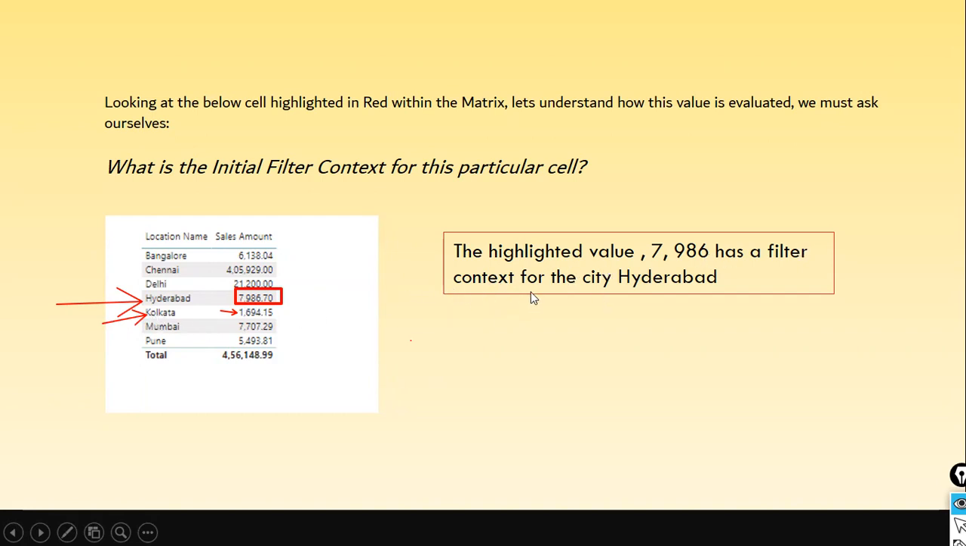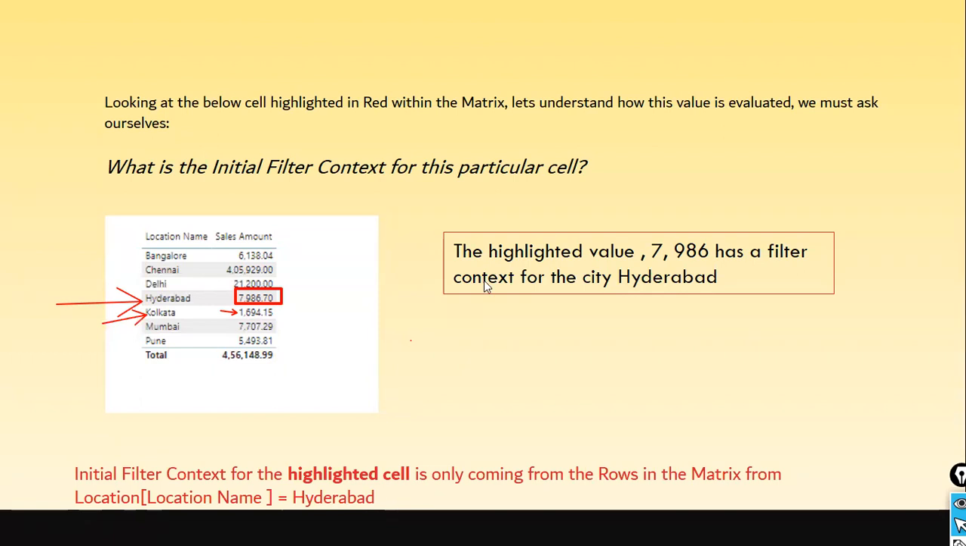See, the context is the confusing thing. It's a fancy term. As a filter for the city Hyderabad, they could have mentioned it directly, right? The context is really confusing. Many of the users get confused. So to simplify, for better understanding, you can ignore the context. You just think filter, okay? Filter for the city Hyderabad, filter for Kolkata gives the total sales. So the filter is happening automatically.